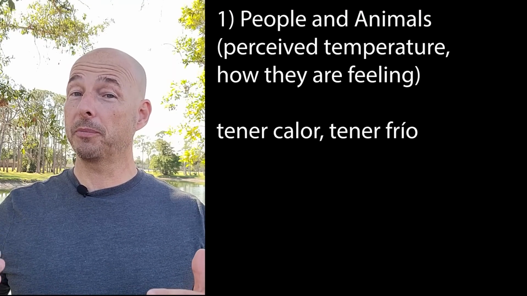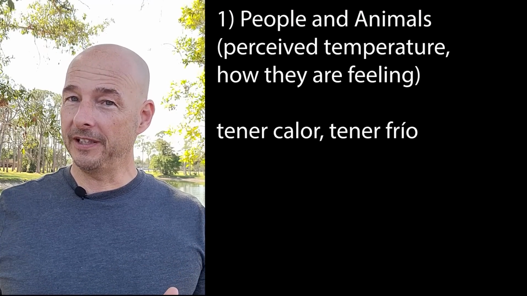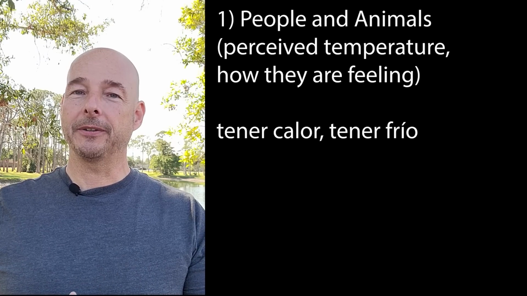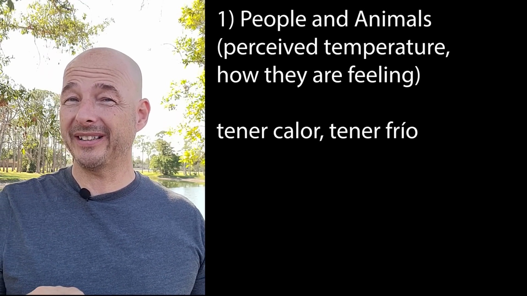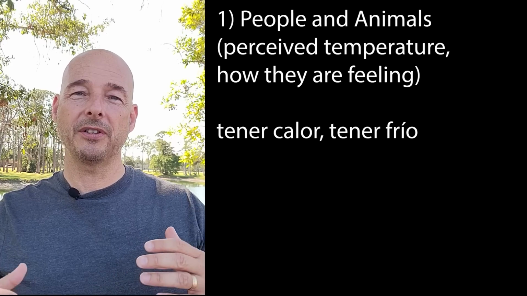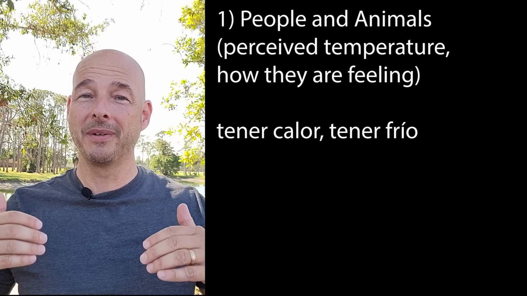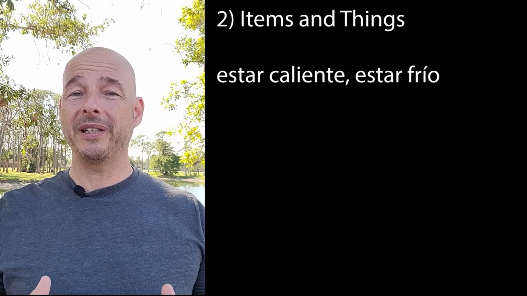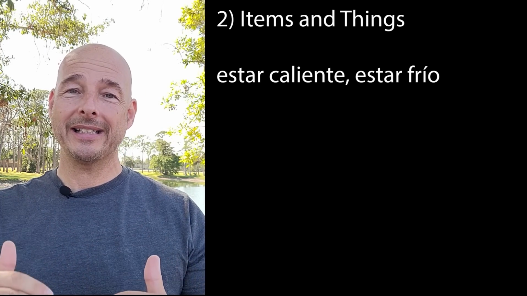So what I really want you to take away from this lesson is that you remember the 3 categories and the 3 constructions. That's it, nice and short, right? So let's cover those again real quick. People and animals, meaning how they're perceiving temperature. Are they feeling hot? Are they feeling cold? Tener calor, tener frío. However, if you're talking about perceived temperature, like temperature to the touch, like what their hand feels like or what their own hand feels like to them, then we're going to throw that in our second category, which I just call items and things, and our construction will be estar caliente, estar frío.